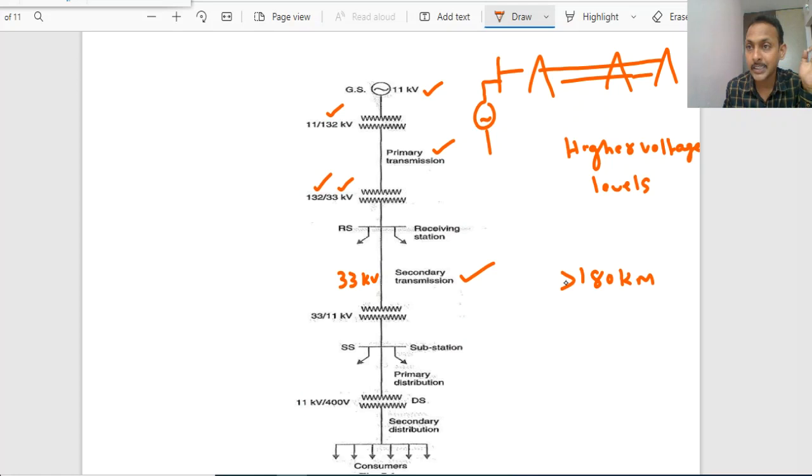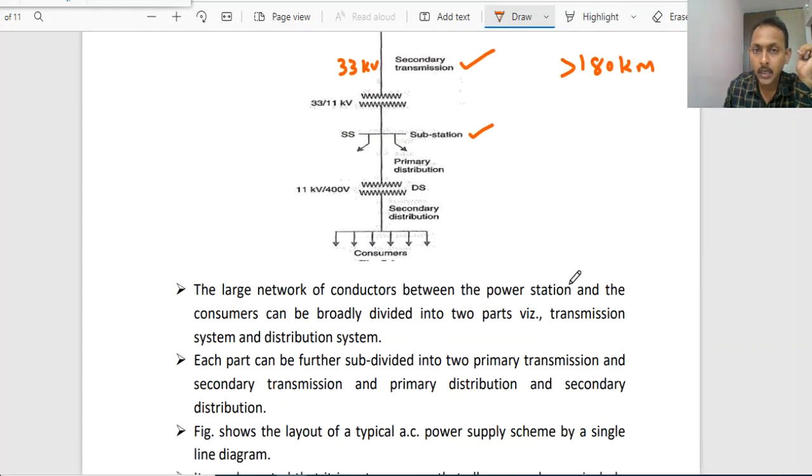Now once it has traveled some distance, just before the substation, this 33 kV will be stepped down to 11 kV. Now this 11 kV will be further stepped down to 400 volts.